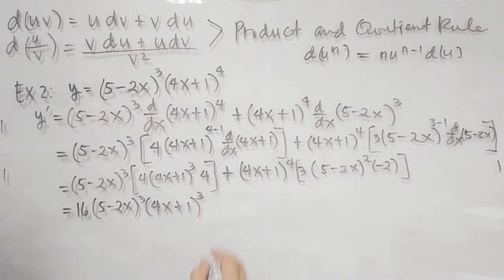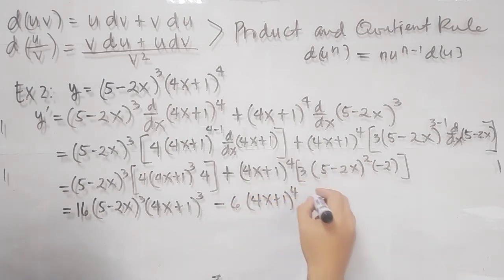And also, this one, 3 times negative 2, that is negative 6. So I will write here negative 6. Negative times positive becomes negative 6. And then 4x plus 1 raised to 4. And we have 5 minus 2x raised to 2.